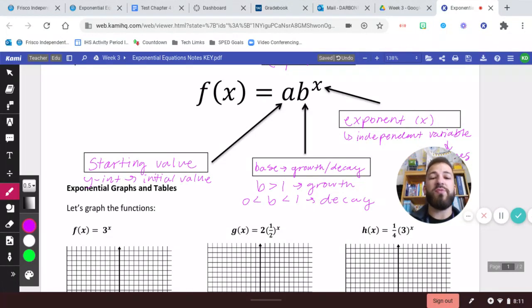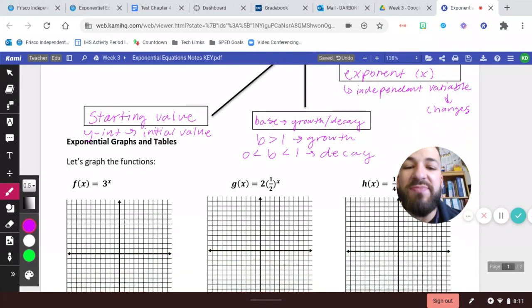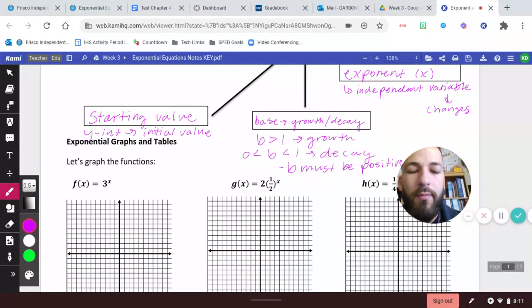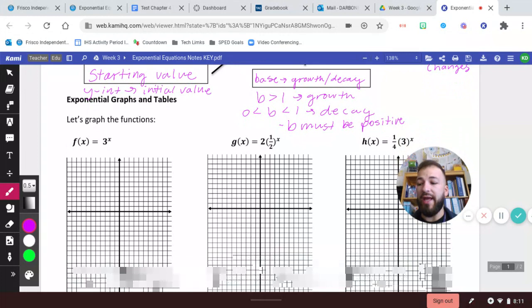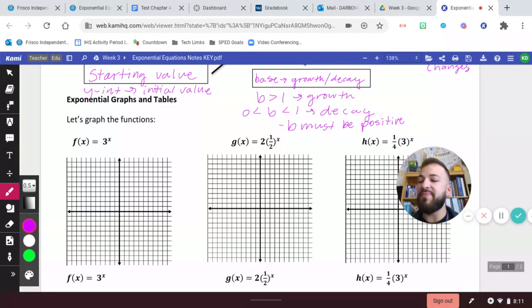Now you might notice, what did I leave out? Well, I left out 0, and I left out all of my negative numbers. Okay, and that is because b must be positive. Okay, so that is very important. B must be positive for us to actually have an exponential function. If b is not positive, it's going to do all sorts of wonky things. So we always want it to be positive.